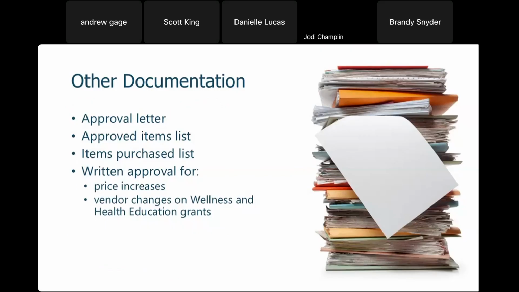Finally, you'll need to include any other documents as agreed to by the partnership and grant applicant. This might include things such as approval letter, approved items list, items purchase list, written approval for price increases or vendor changes. The approved items list and items purchase list are particularly helpful if you are purchasing multiple items with grant funding. If you're not sure if you need these additional items, reach out to oer/lmcgrants@oer.ny.gov.